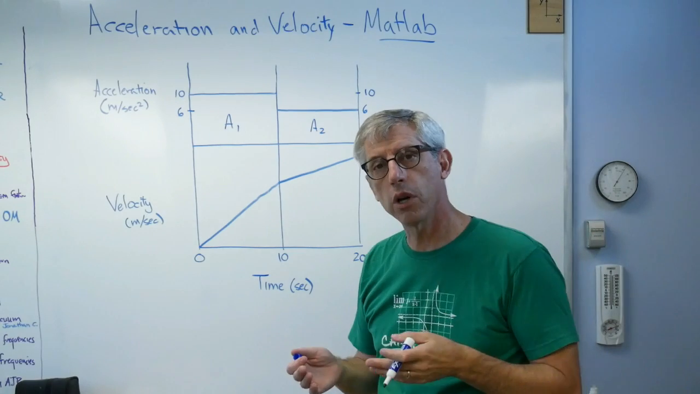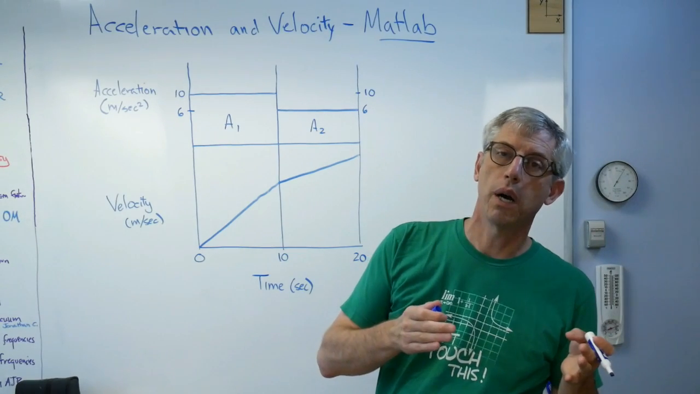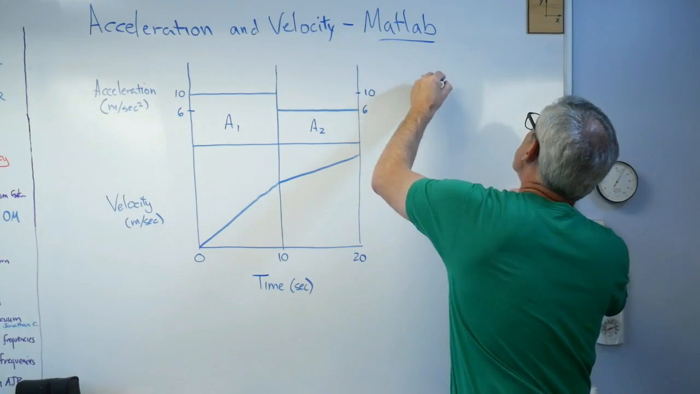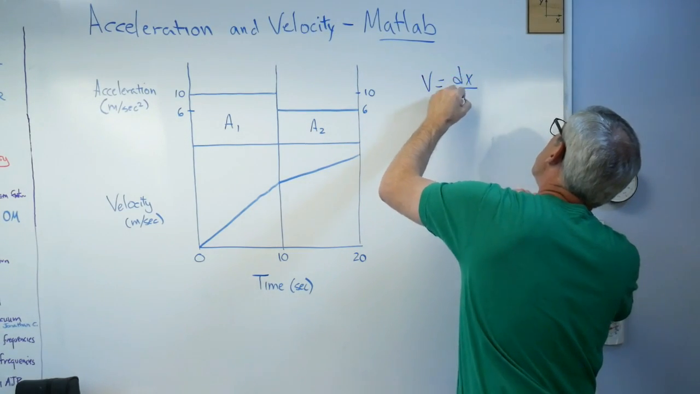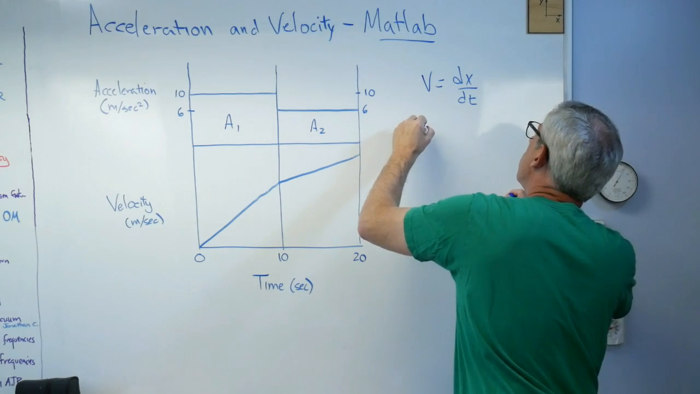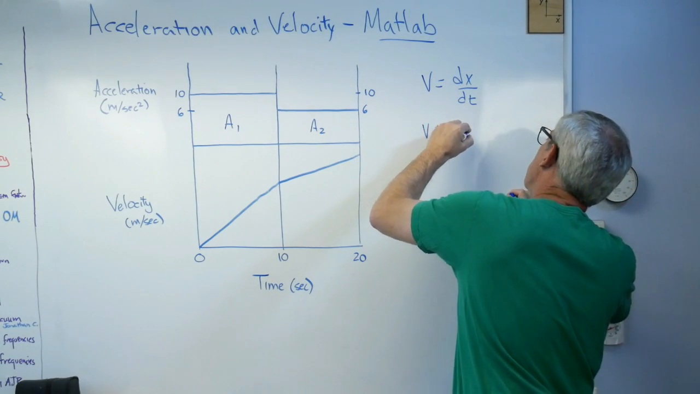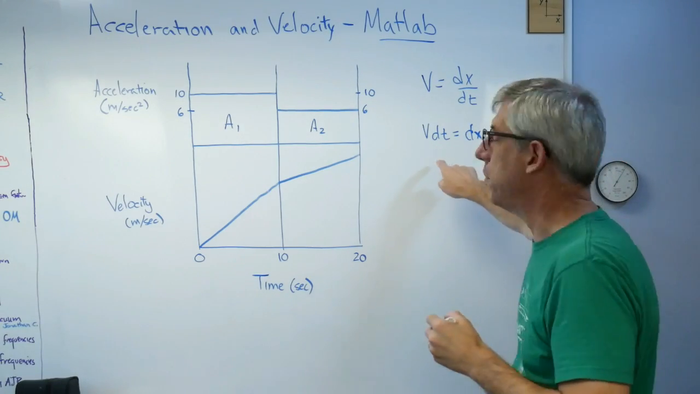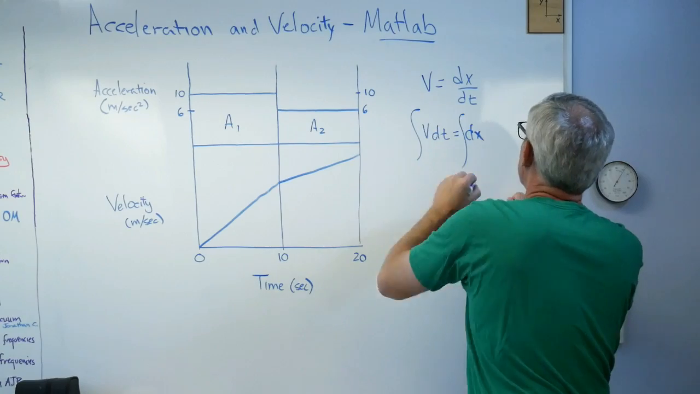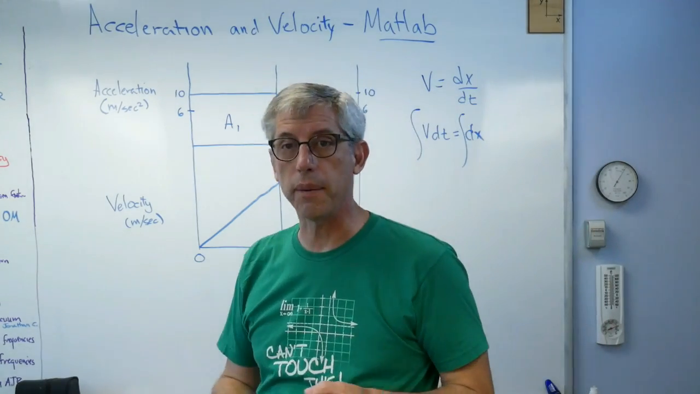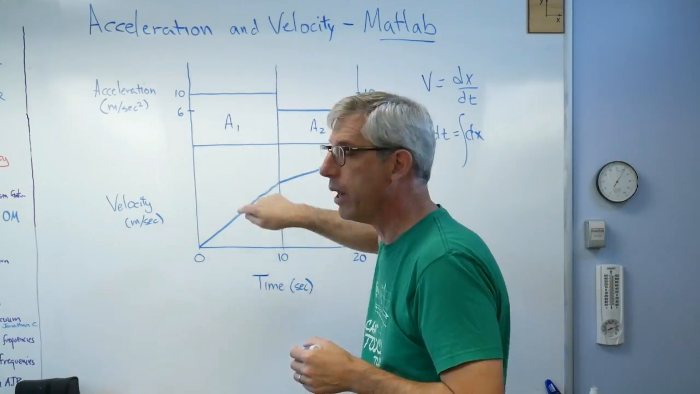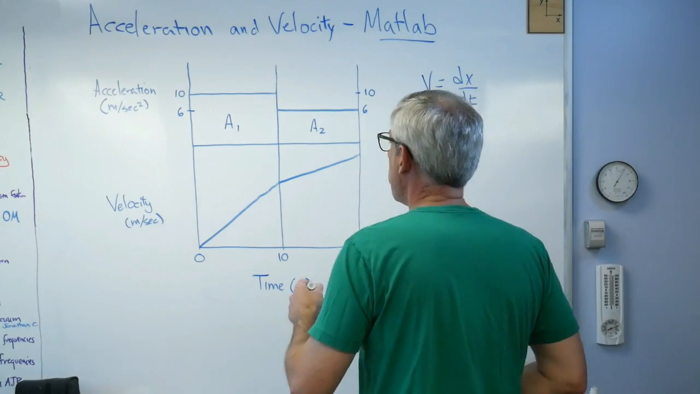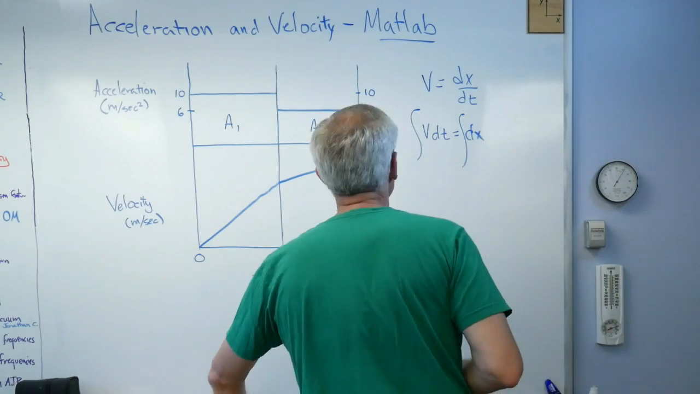Well, when you want to go from acceleration to velocity, you integrate. If velocity is dx/dt, then v dt equals dx, because I can push this around just like any other variable, and if I want to make those differentials go away, that's what I do. I integrate. So if I want to go from here to here, I've got to integrate. Well, integrating is finding areas under a curve.